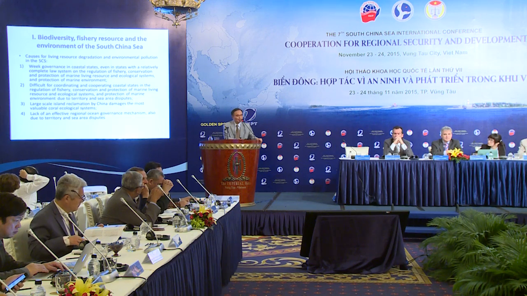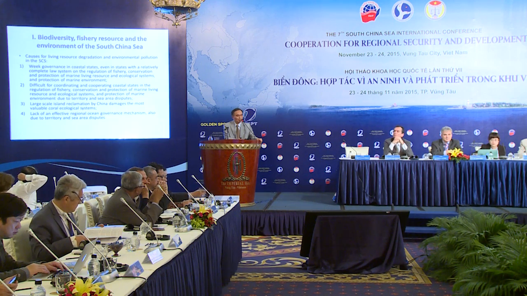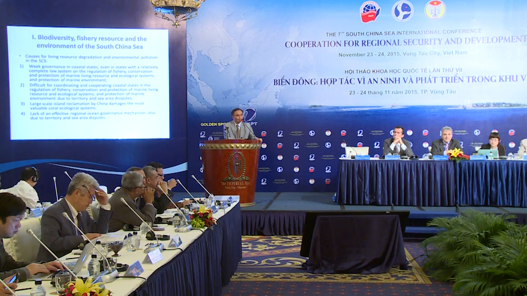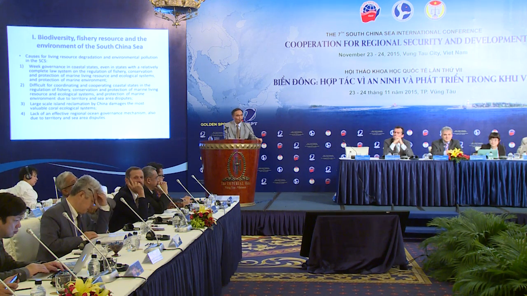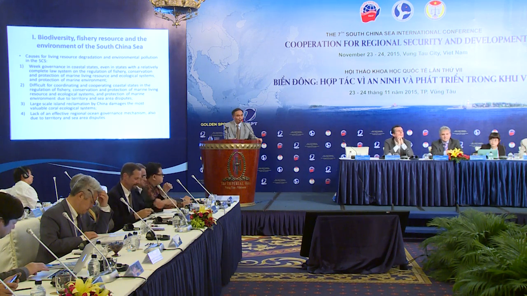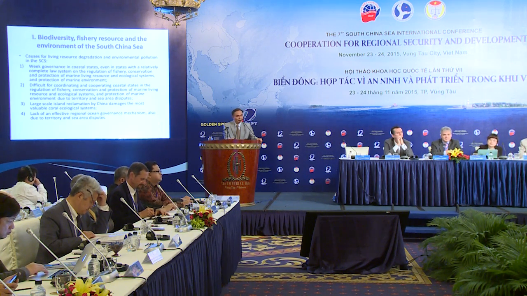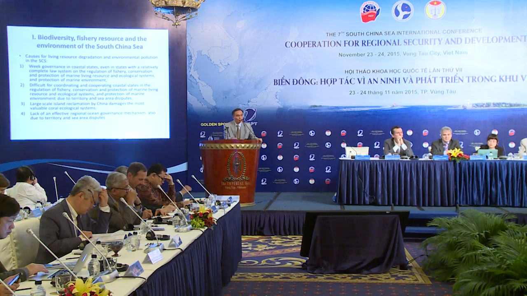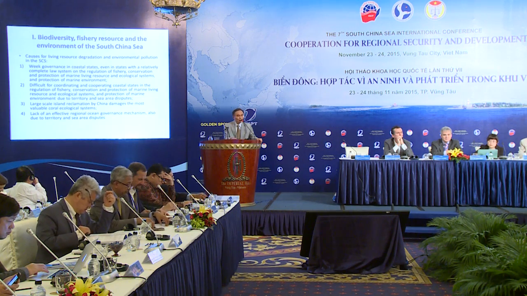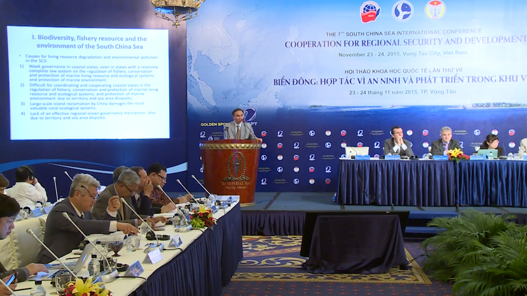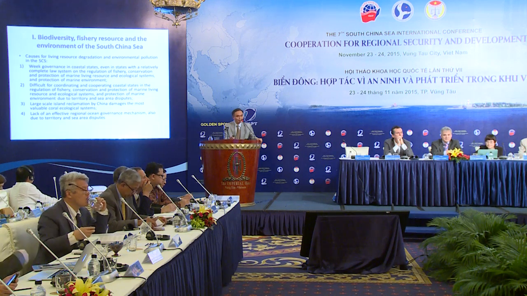The second reason is the difficulty of coordinating and cooperating among coastal states in the regulation of fishery, conservation and protection of marine living resources, ecological systems and the marine environment, due to territory and sea area disputes. We must stress that the South China Sea is an international space, and many species of fish can migrate inside the sea, and even beyond it. For example, some shrimp species can migrate from the South China Sea to the Sea of Japan, a very long distance. So to protect fishery resources, we must protect the entire ecological system. We cannot separate between different countries.